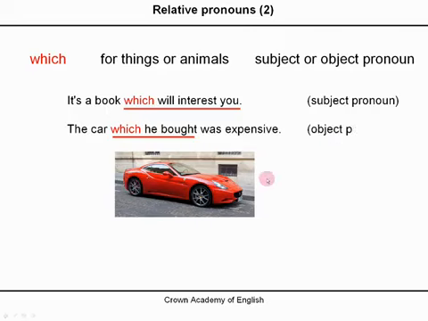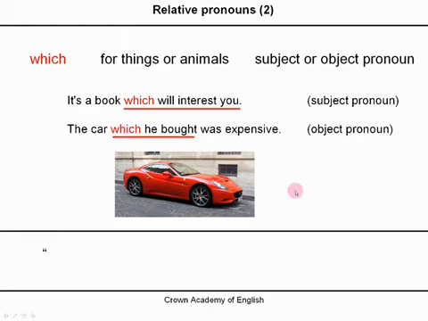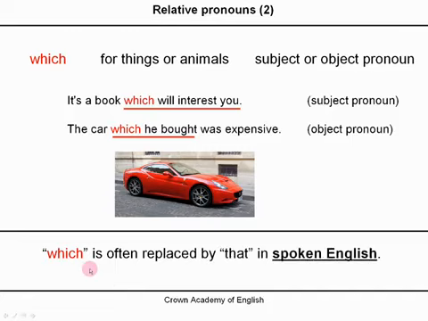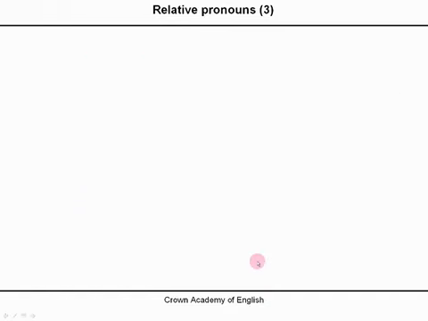And here is an example with which as the object pronoun. The car which he bought was expensive. So he bought a car, and the car was expensive. So it is the object. And again, the word which is often replaced by that in spoken English. So let's look at that.